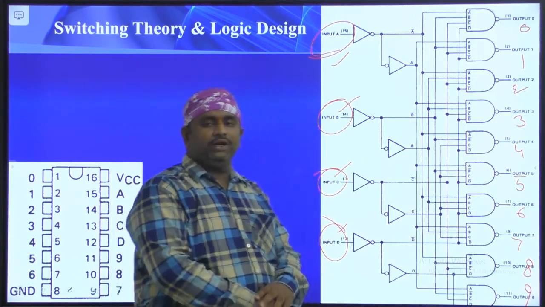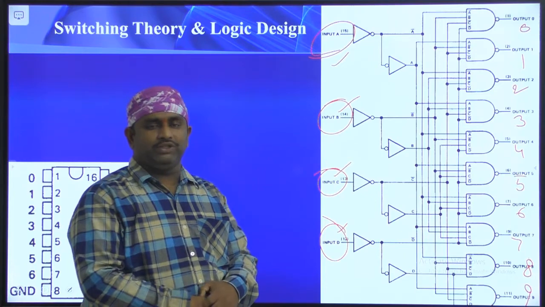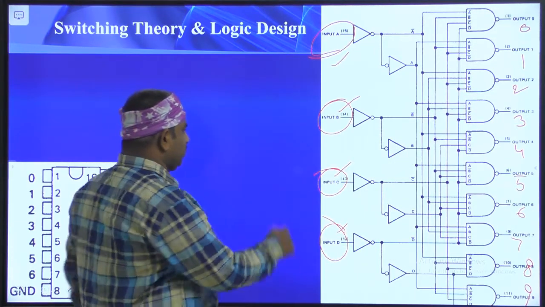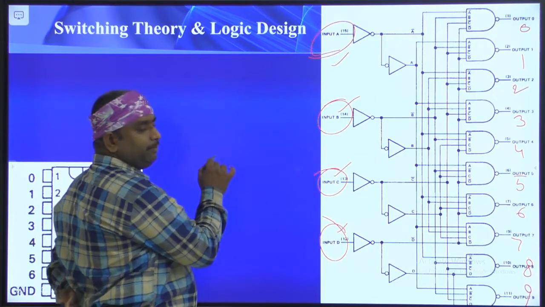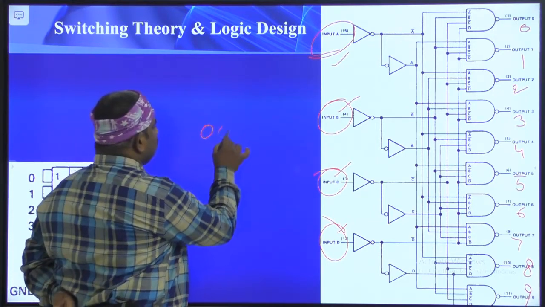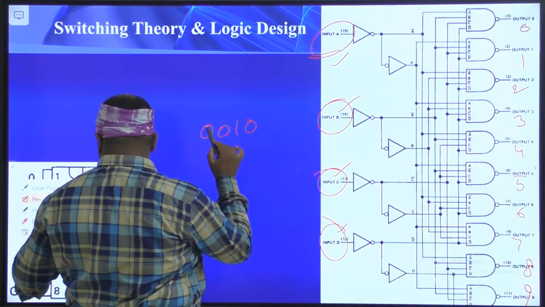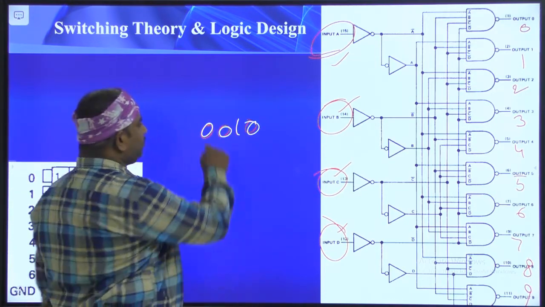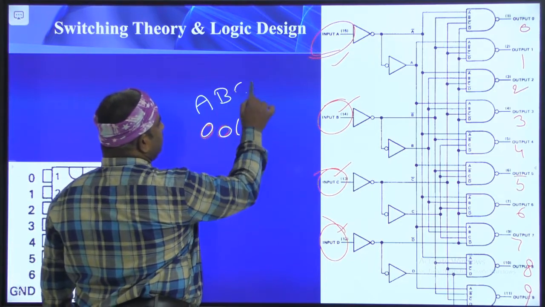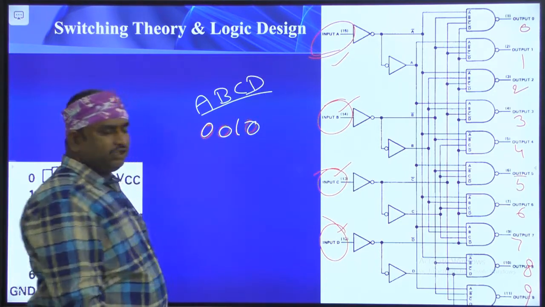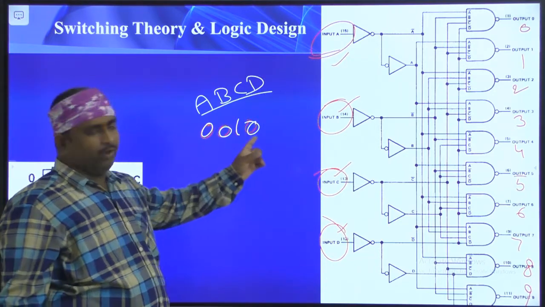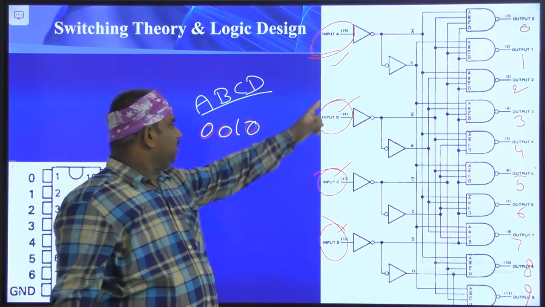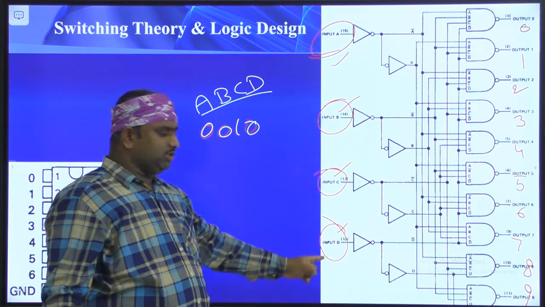Coming to here, how did we develop these combinations? For example, if you want to represent output 2, we represent it like this: 0, 0, 1, 0. These are the input combinations we are giving. A, B, C, D we are giving in this way, that is 0, 0, 1, 0. This is 0, this is 0, this is 1, this is 0.